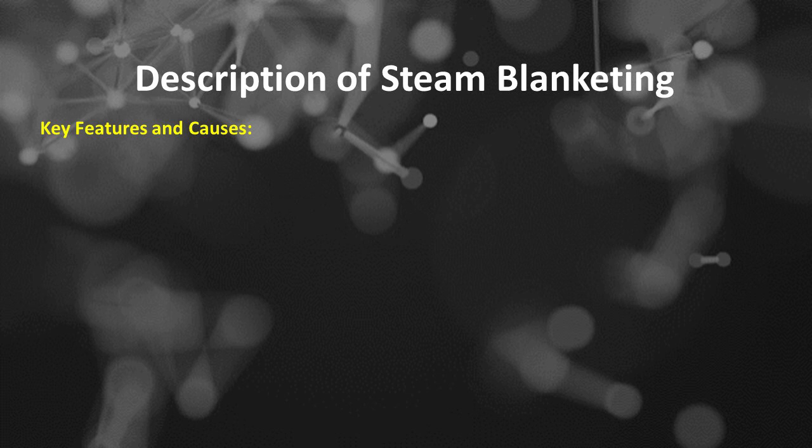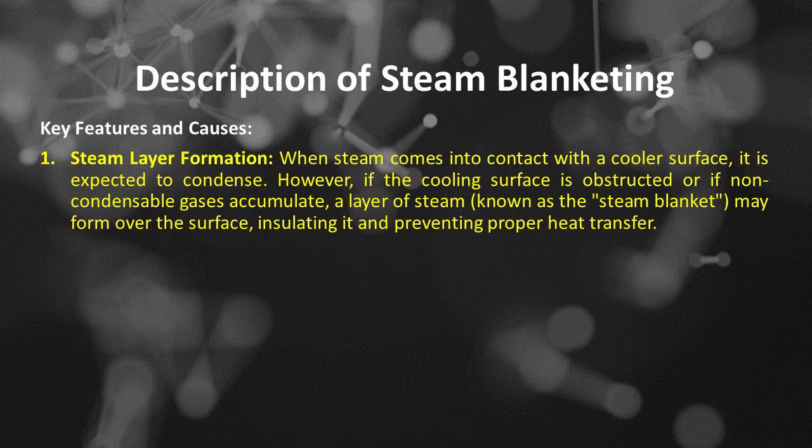Steam blanketing key features and causes. Number 1 is steam layer formation. When steam comes into contact with a cooler surface, it is expected to condense. However, if the cooling surface is obstructed or if non-condensable gases accumulate, a layer of steam, known as the steam blanket, may form over the surface, insulating it and preventing proper heat transfer.